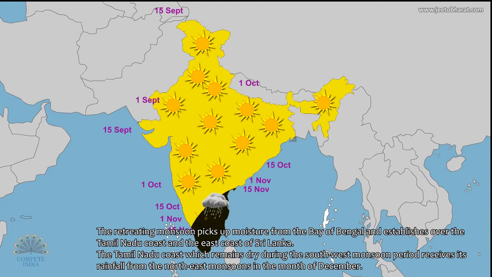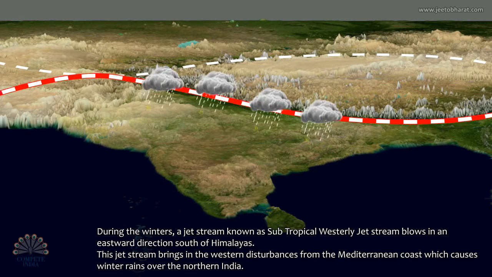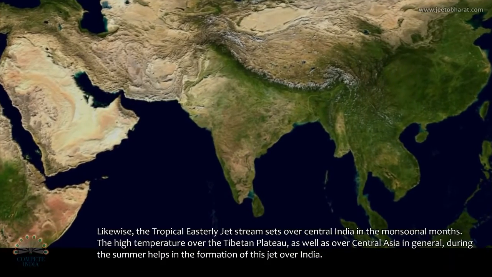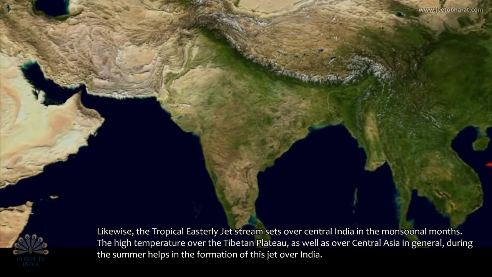The Tamil Nadu coast, which remains dry during the southwest monsoon period, receives its rainfall from the northeast monsoons in the month of December. During the winters, a jet stream known as the subtropical westerly jet stream blows in an eastward direction south of the Himalayas. This jet stream brings in western disturbances from the Mediterranean coast, which cause winter rains over northern India. Likewise, the tropical easterly jet stream sets over central India in the monsoonal months.